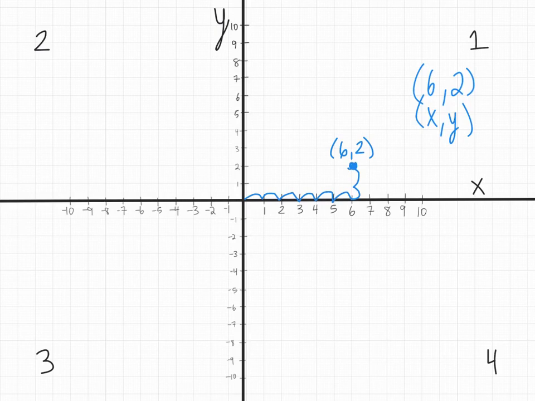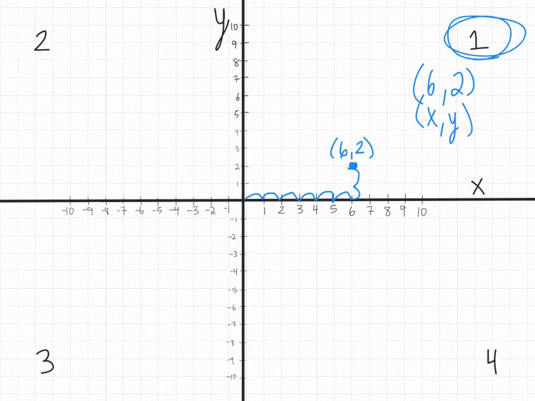Which quadrant is this point in? It's in quadrant number 1. Quadrant number 1 is the quadrant that has all the positive numbers in it. So 6, 2 is in quadrant number 1 because they're both positive. The 6 and the 2 are both positive.